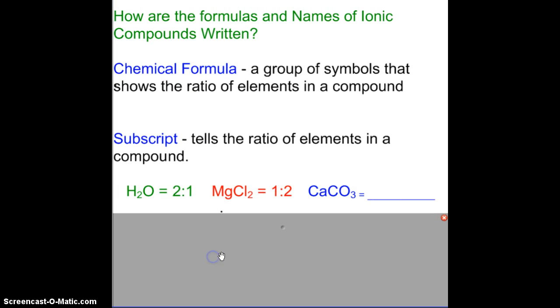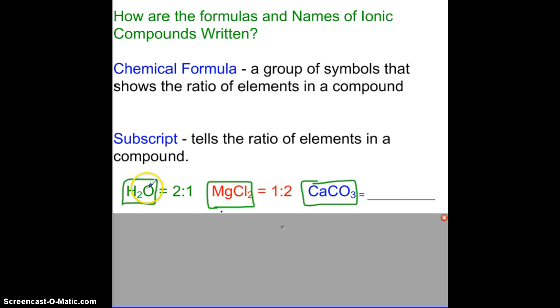What we're going to be doing today is learning how to write chemical formulas for ionic compounds. A chemical formula looks like these examples right here. H2O, that is a chemical formula. MgCl2, that is a chemical formula. CaCO3, that's a chemical formula.